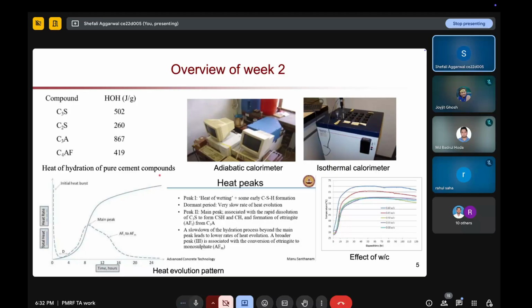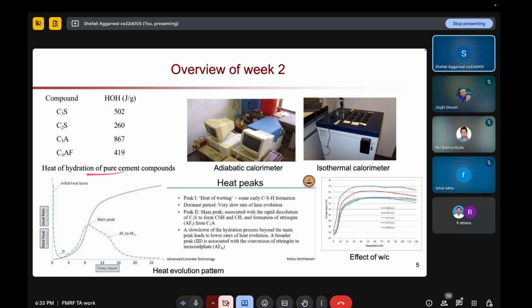Next, if we talk about cement chemistry, the first thing is the hydration of the cement. Whenever cement is mixed with water there is heat evolution; it is an exothermic reaction. What is happening is that we have 4 basic compounds of cement: C3S, C2S, C3A and C4AF. In the introductory lecture you might have studied these 4 compounds. The heat of hydration of each compound is given here.